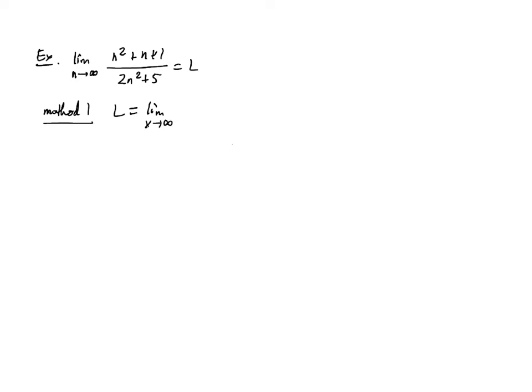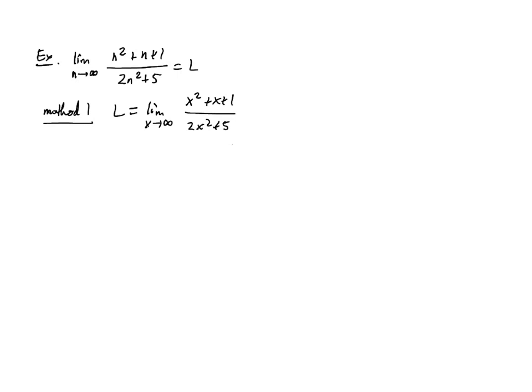Another example that I want to look at, because we're going to check a limit in 3 different ways, is the next one. I want to look at the limit of the sequence whose nth term is (n^2 + n + 1) divided by (2n^2 + 5). So method 1 has us rewriting this, so let's call this L. L equals the limit as x goes to infinity of (x^2 + x + 1) over (2x^2 + 5). So I'm changing my n's to x's.